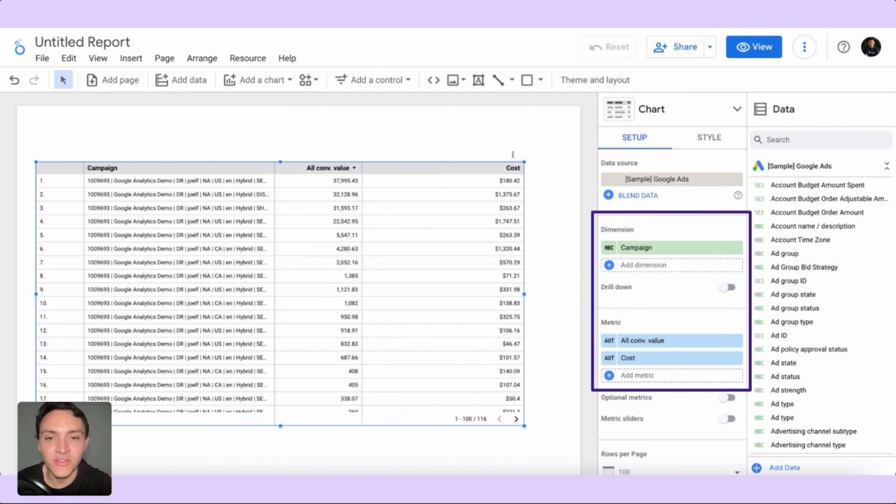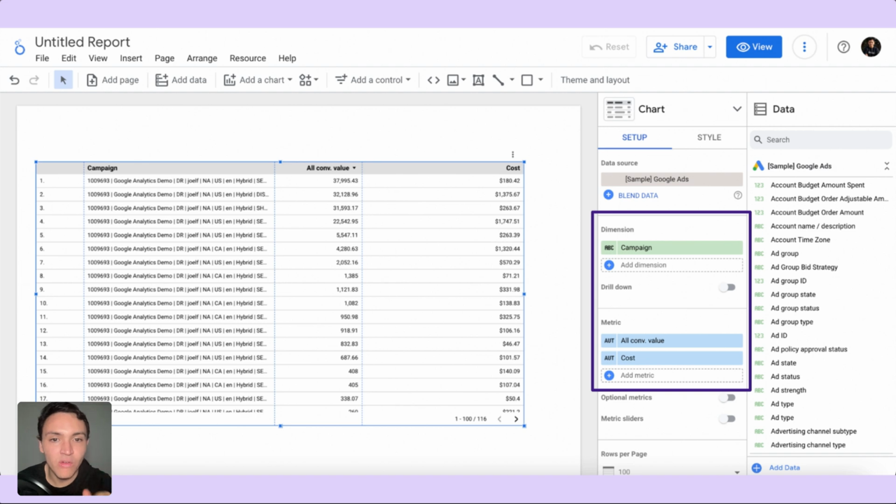One is all conversion value, which represents the money I am making with my ads, and also the cost, which represents the ad spend. But I have a problem with these metrics because, remember, the return on ad spend is the total amount of money that you are making divided by your ad spend. It represents how many dollars you are making for your business for every dollar that you spend on ads. That's the definition of return on ad spend.